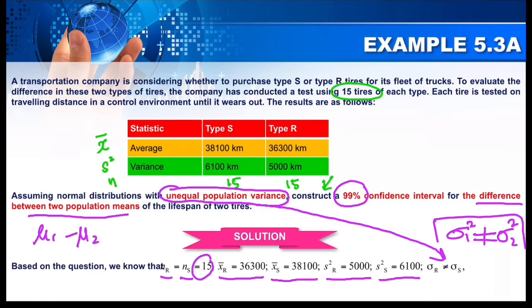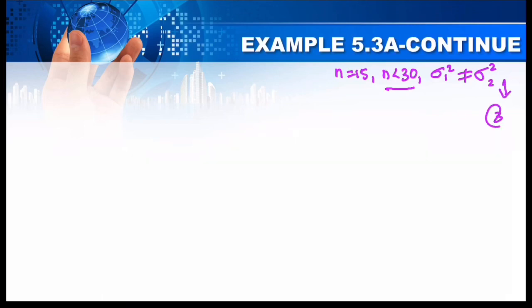So this one is important for us to choose the formula. Which formula do you want to use? Your sample size is 15, which means that n is less than 30, and you have sigma 1 square not equals to sigma 2 square. If you look at your formula, we have 5 formulas for mu1 minus mu2. We cannot use formula number 1 because sigma is unknown. You cannot use formula number 2 because n is less than 30. So we use the third formula.